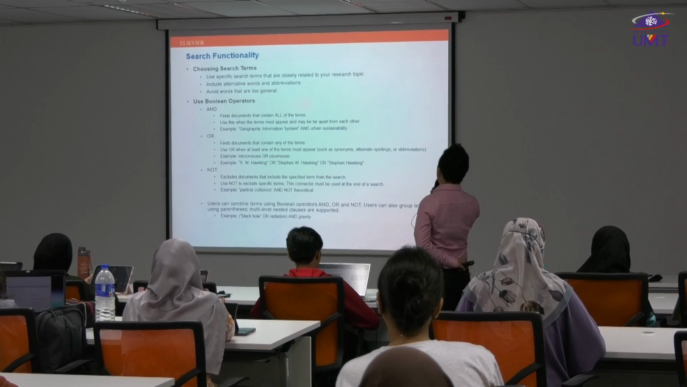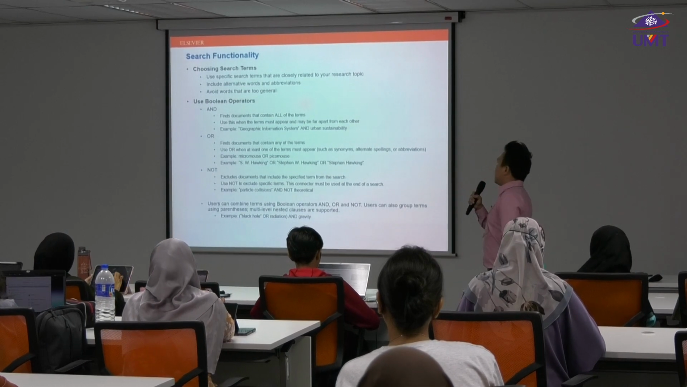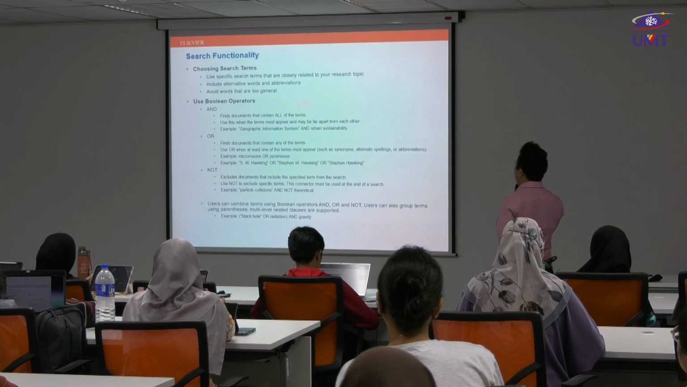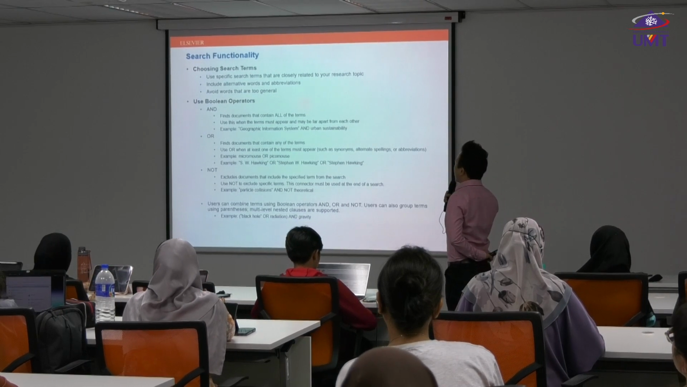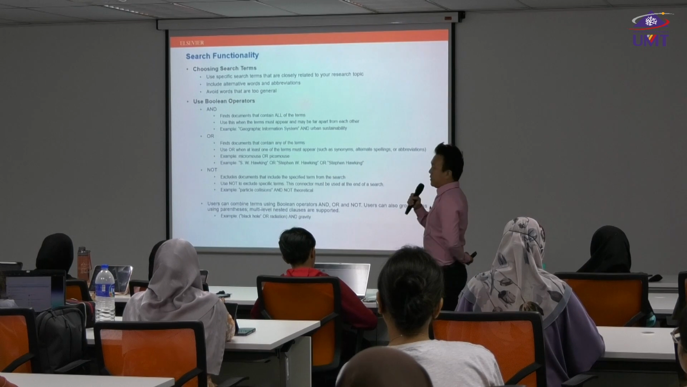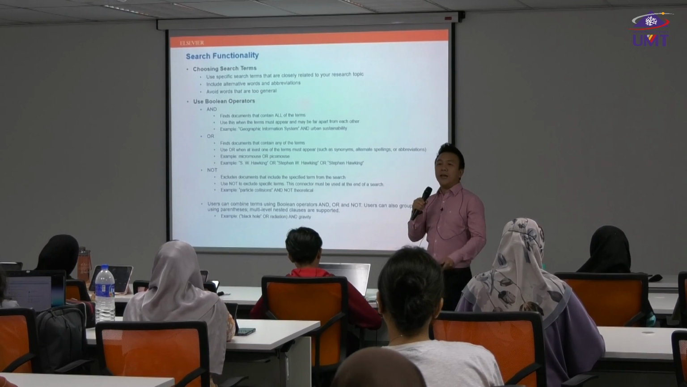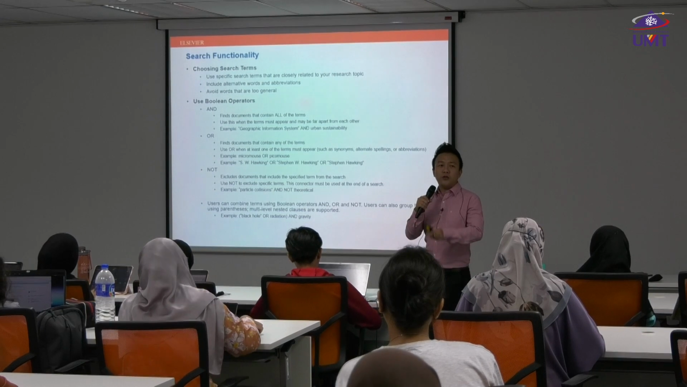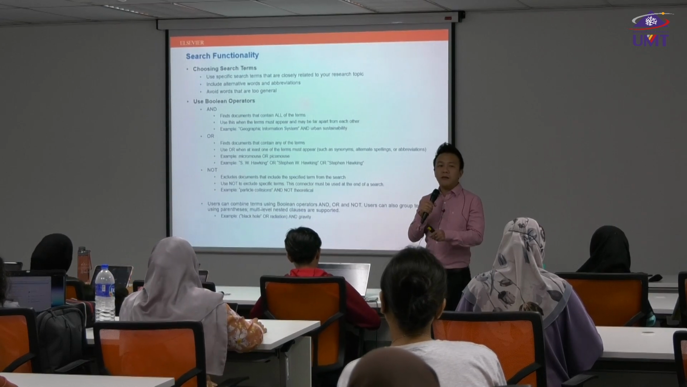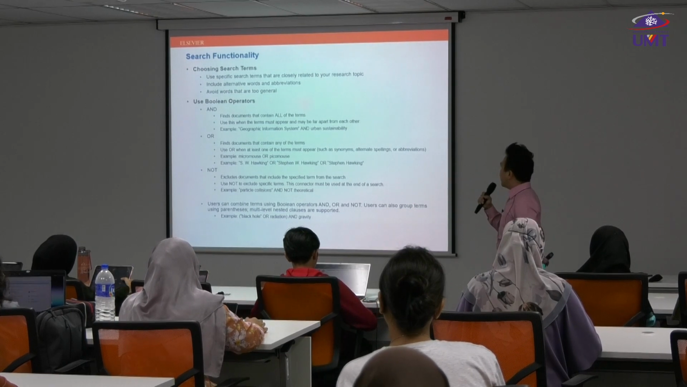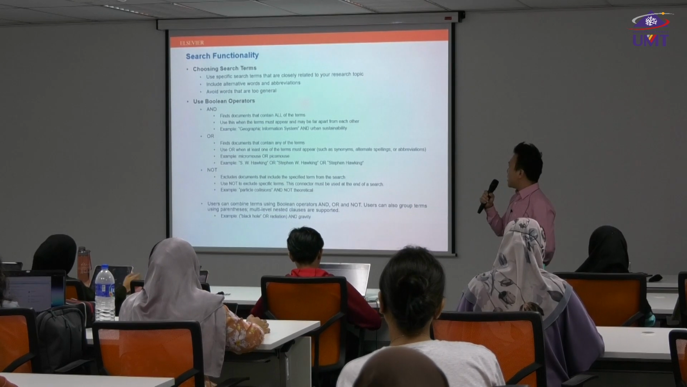So you can use the Boolean operators AND, OR, NOT. What does this mean? Use AND when you want to find a document that contains all of the terms. You want to find A and B, meaning whatever contains A and B should be displayed on the result page. Okay? Use this when the terms must appear, but need not be near each other.